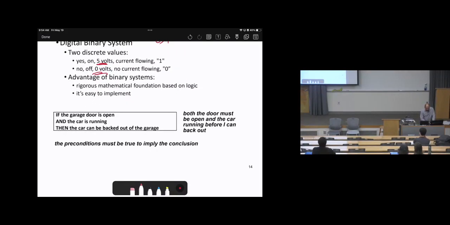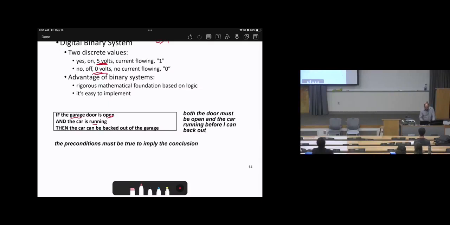For example, this simple program: if the garage door is open and the car is running, then the car can be backed out of the garage. So it can be like on, off. The door is either open or closed. It cannot be half open or half closed. And the same way, the car can be on and off. So we can use this logic. That's why it's called logic, because it can be yes or no.